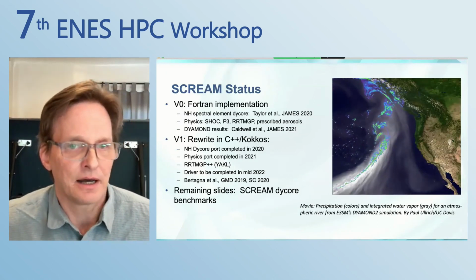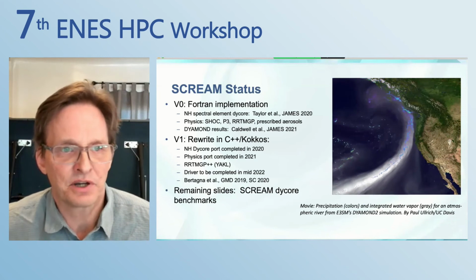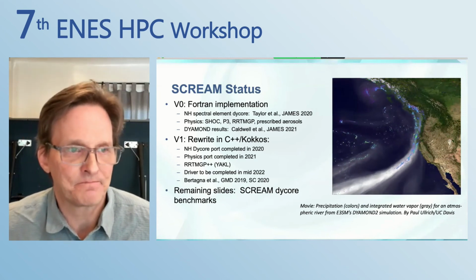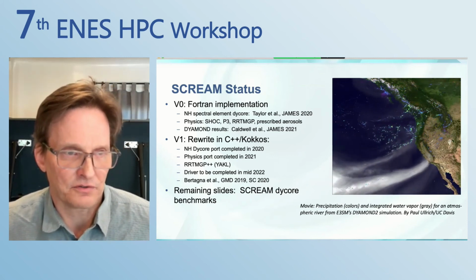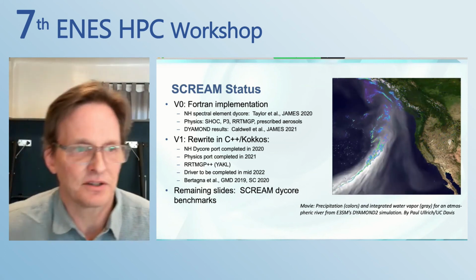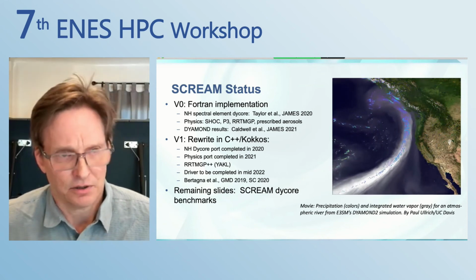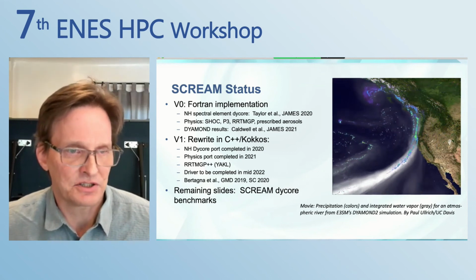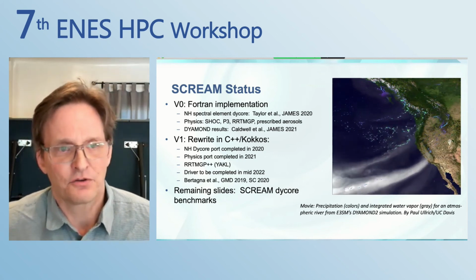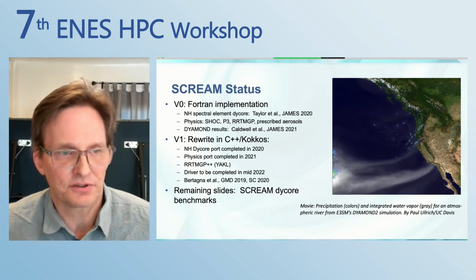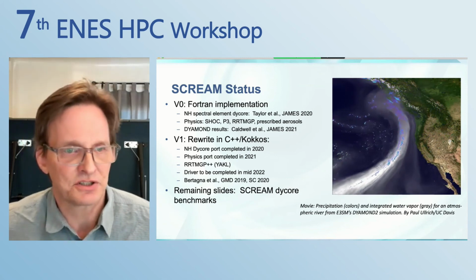Starting with SCREAM, we first, in parallel, put together the Fortran implementation out of a bunch of components that we were happy with, and then at the same time started rewriting them in C++. The Fortran implementation and the C++ are based on this non-hydrostatic spectral element dynamical core. For physics, it's the SHOC turbulence parameterization, P3 microphysics, and the radiation RRTMGP. And right now it's only prescribed aerosols. The Fortran code is up and running, and our results, our contribution to the DYAMOND cloud resolving model intercomparison project, were published last year.